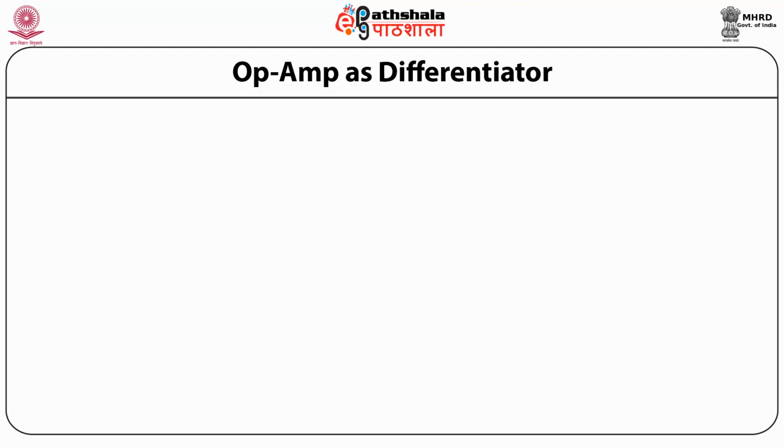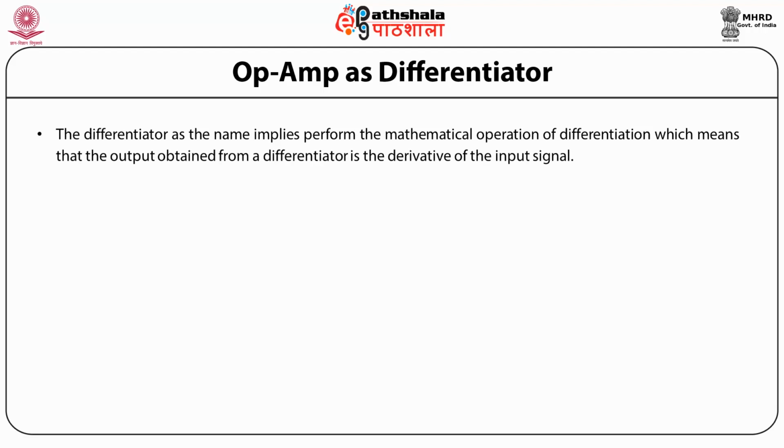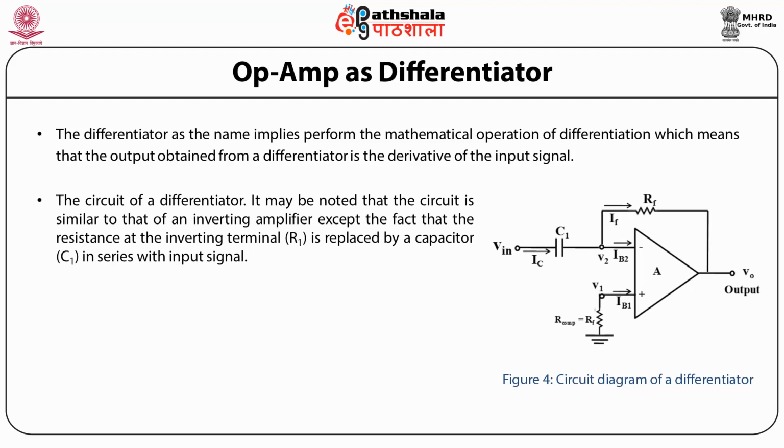We now take up the next application of operational amplifier, which is the differentiator. The differentiator, as the name implies, performs the mathematical operation of differentiation, which means that the output obtained from a differentiator is the derivative of the input signal. The circuit of a differentiator is shown in the figure. It may be noted that the circuit is similar to that of an inverting amplifier, except for the fact that the resistance at the inverting terminal R1 is replaced by a capacitor C1 in series with the input signal.